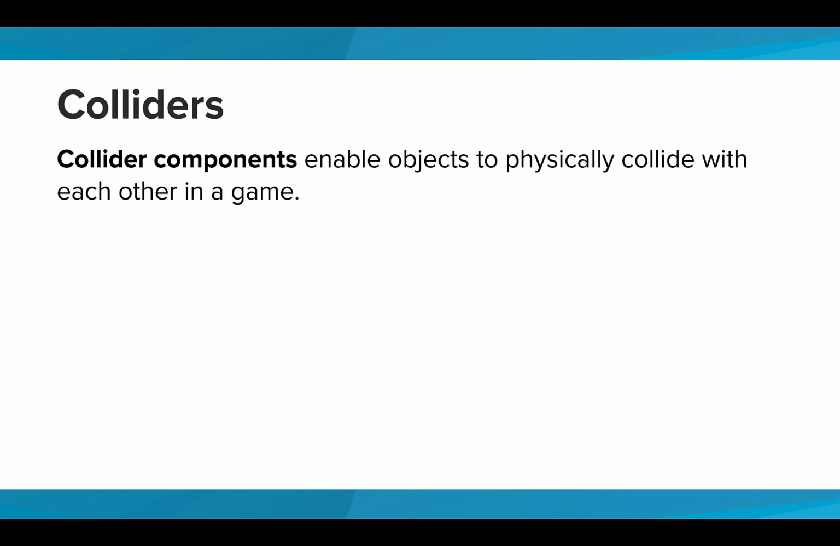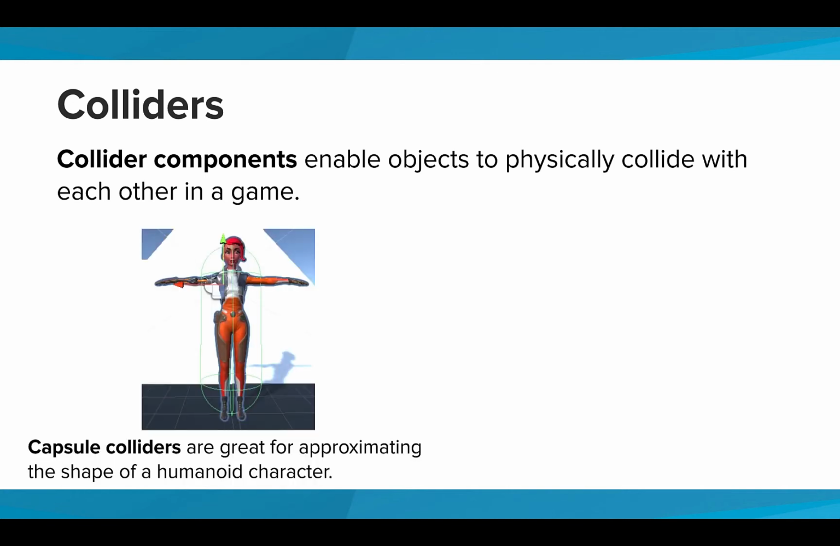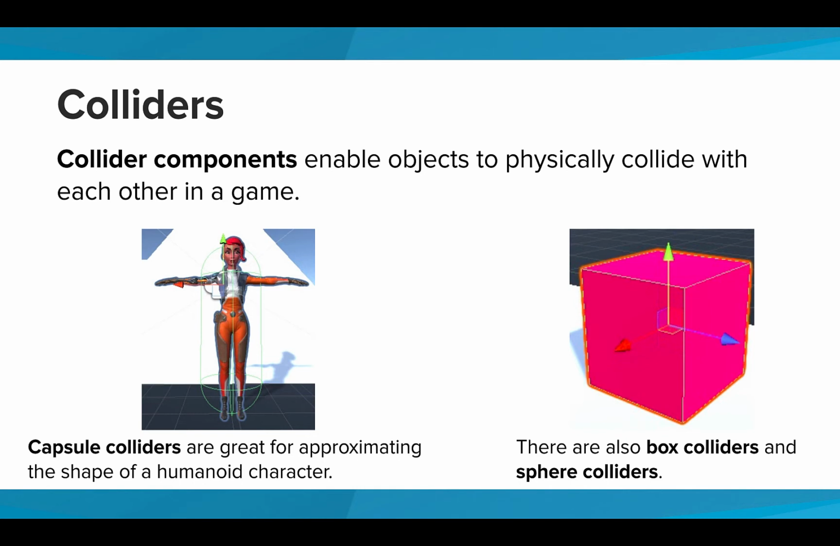As you saw in earlier lessons, collider components enable objects to physically collide with each other in a game. They are basically an invisible barrier that surrounds a character or object. Whenever the collider runs into something, it registers a collision. Capsule colliders are great for approximating the shape of a humanoid character and complex objects that are moving. There are also box colliders and sphere colliders. Many times, game designers will create a collider for an object or character by combining a variety of collider shapes. While a mesh collider can provide more detail, it can cause the program to run much slower.